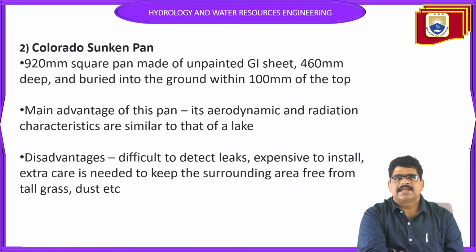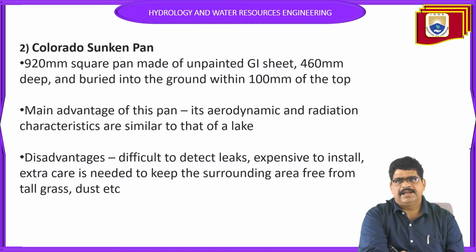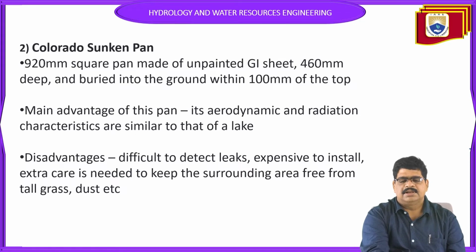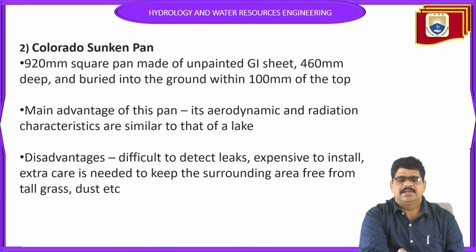Next, the second one is the Colorado sunken pan. In the Colorado sunken pan, a square pan of 920 is made of unpainted GI sheet, whereas in the previous one they provided a circular pan. Here, see that it is unpainted GI sheet of 460 deep, buried into the ground, with 100 at the top maintained.